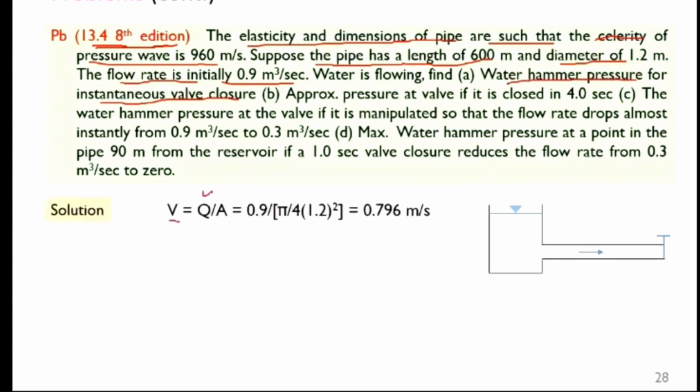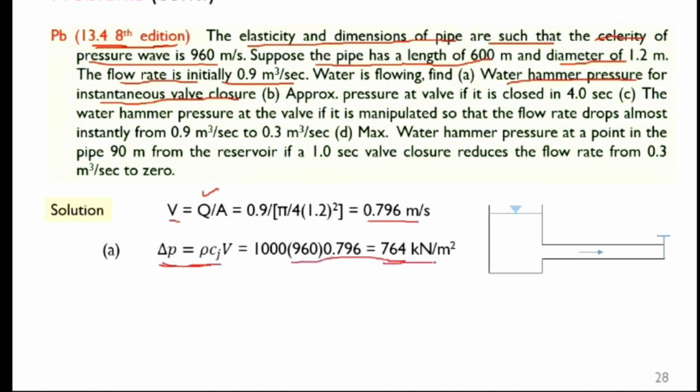So we calculate the velocity discharge. The given velocity is 796, and now for instantaneous valve closure, delta P is ρCj into V. This is what we discussed, so just put in the values. This is the pressure, 764 kN per square meter, when you suddenly close the valve in time t equal to zero. Then this will be the increase in pressure, the water hammer pressure.